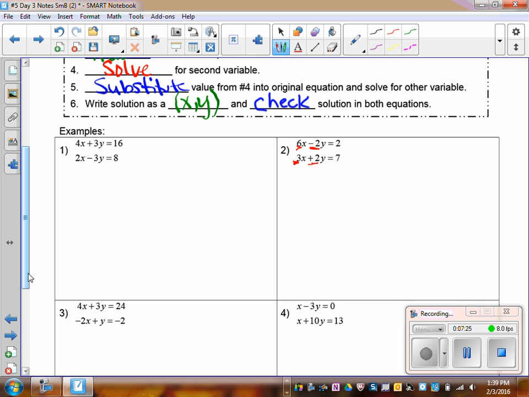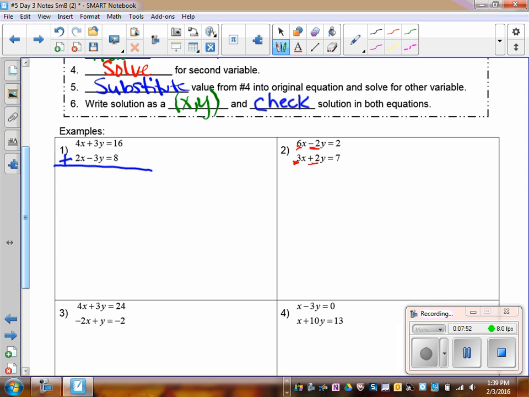Alright, so again, we need to have our coefficients for one of my variables be opposite. The same number but opposite. I see that my y's already have that, a positive 3 and a negative 3. So since they already have that, I can continue and add my equations together. So we should all be writing this down. Opposite coefficients. One positive 3, one negative.